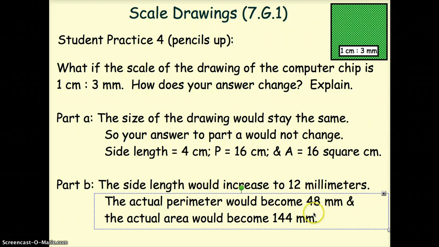I don't know where my little 2 went. There should be a little 2 right there, my little exponent. It seems to have disappeared. Okay, hopefully you were able to get both of those correct, and have a great day.